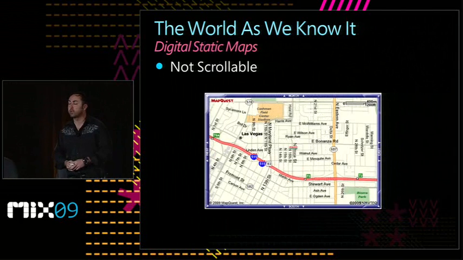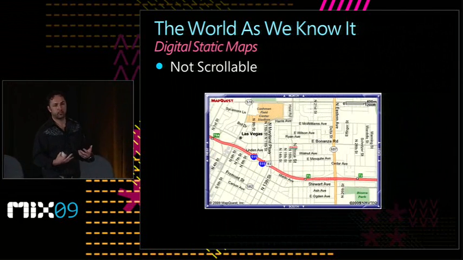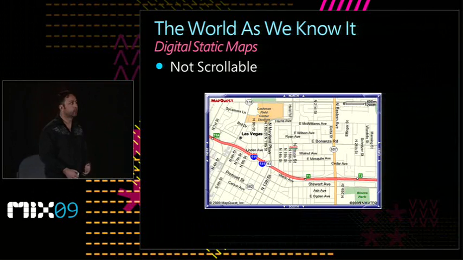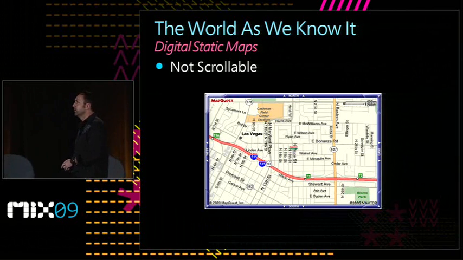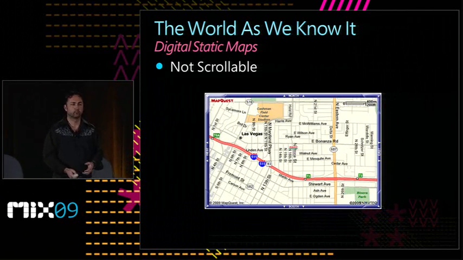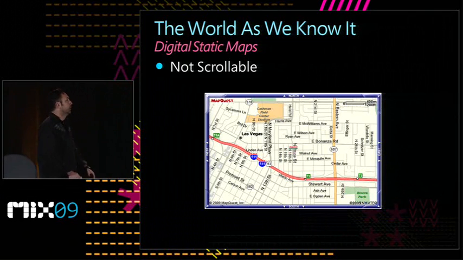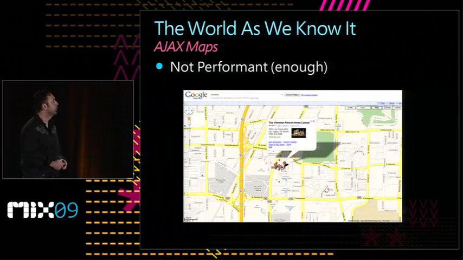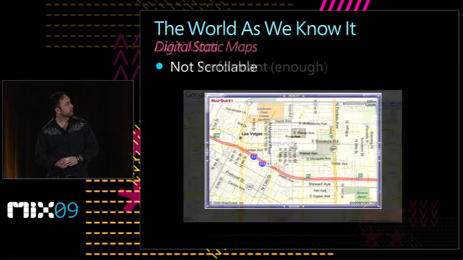Then we went to static maps, right? So I could dynamically create a map, but it was static. It didn't do anything. It just showed me a location, and that was good, right? This is the 90s. That was pretty good. But it didn't scroll. I couldn't move it. I had to wait for it to redraw.